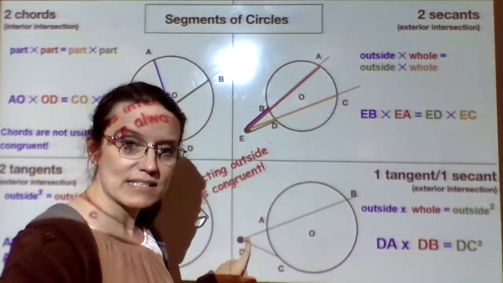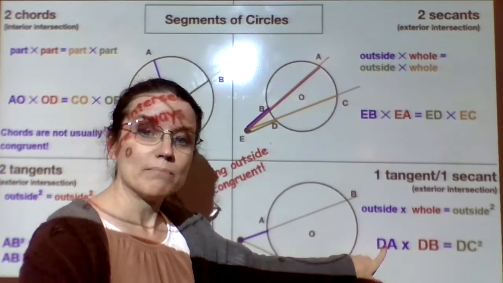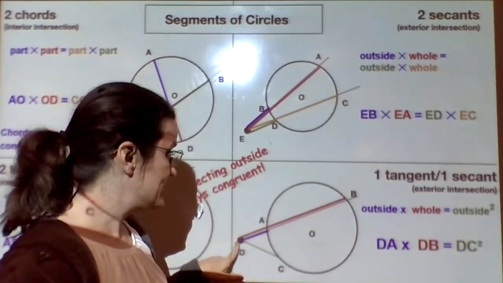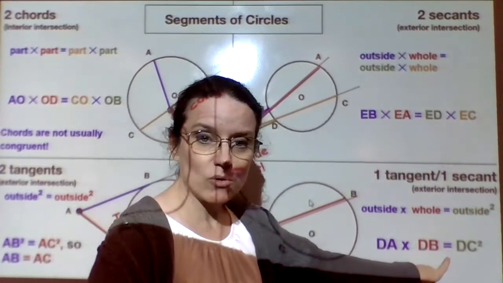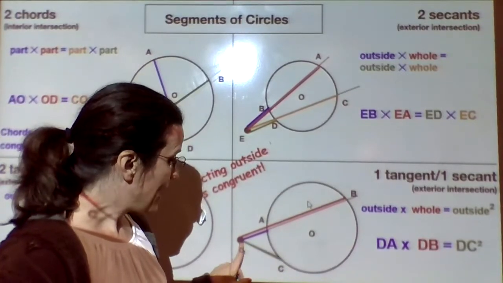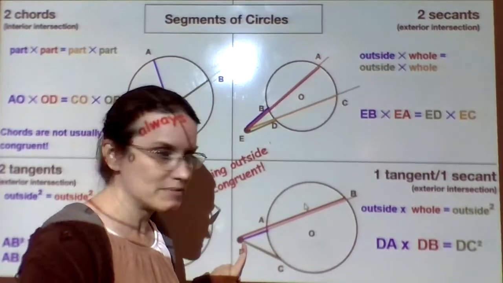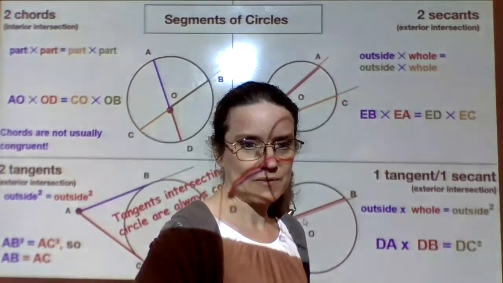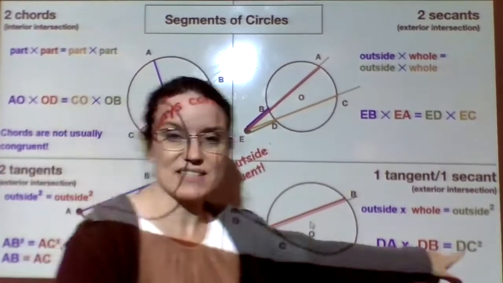So the outside of this secant is going to be from D to A. And we're going to multiply that times the length of the whole segment, which is from D to B. And that's going to equal whatever I get when I do the same thing down here. Well, here, my outside part is from D to C, and my whole thing is from D to C. So I do DC times DC, which is DC squared. So these two pieces multiplied equals this times itself.